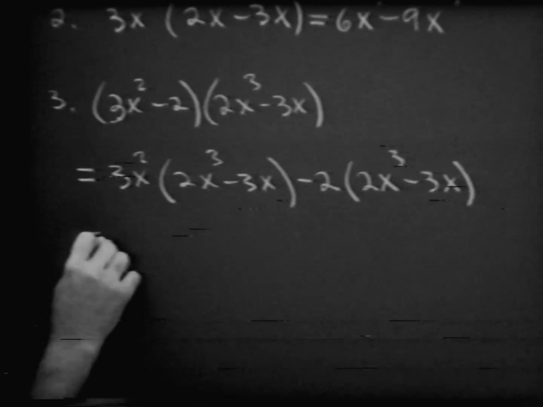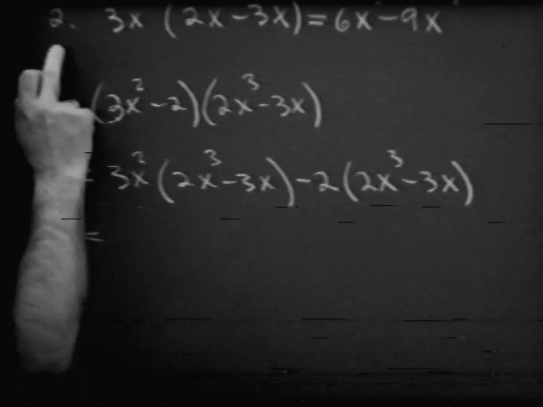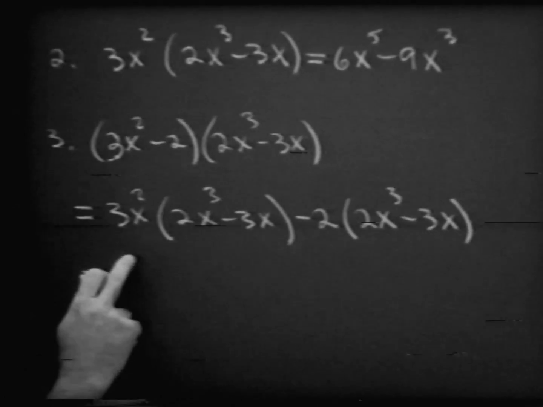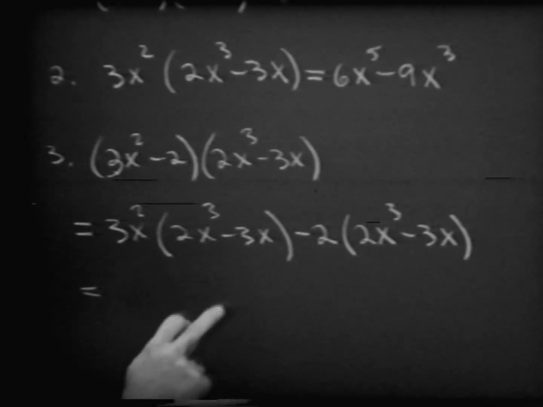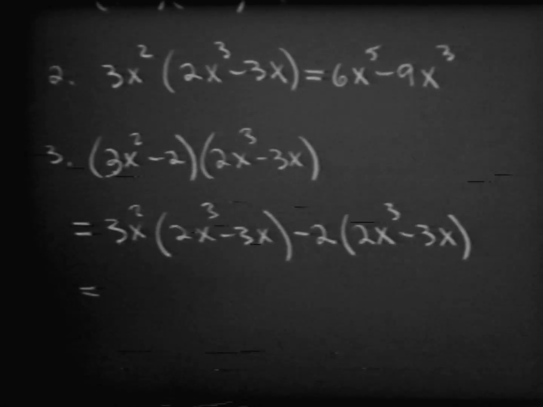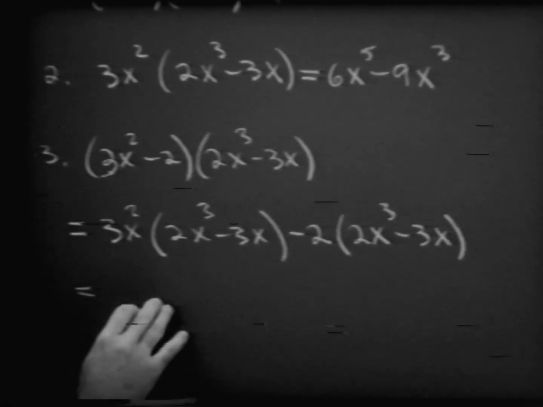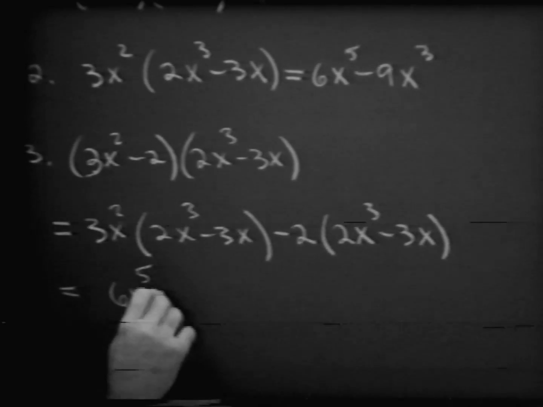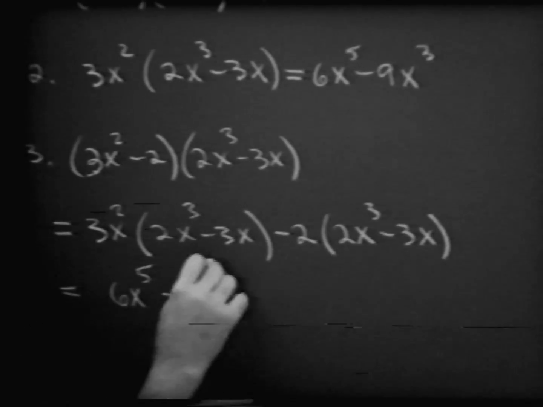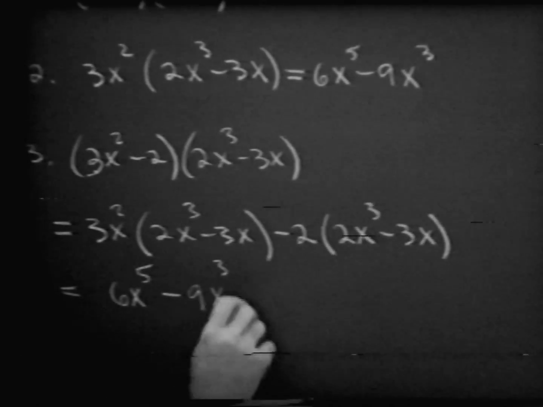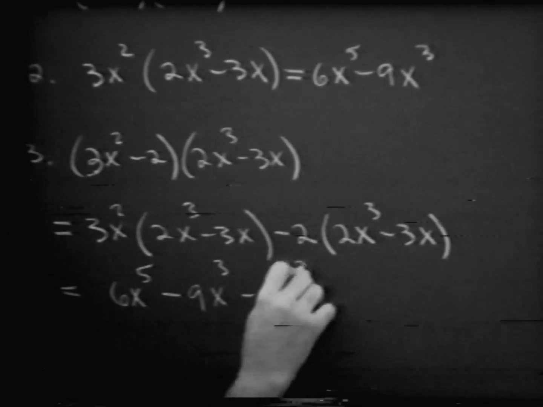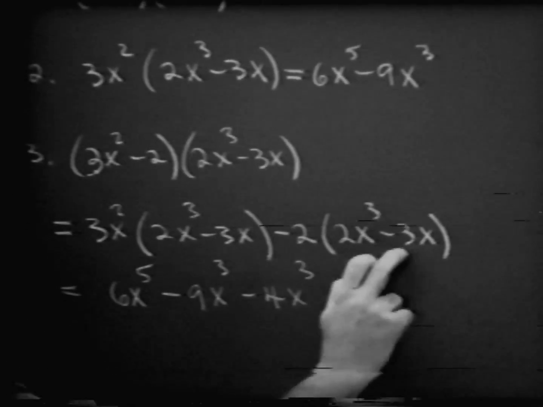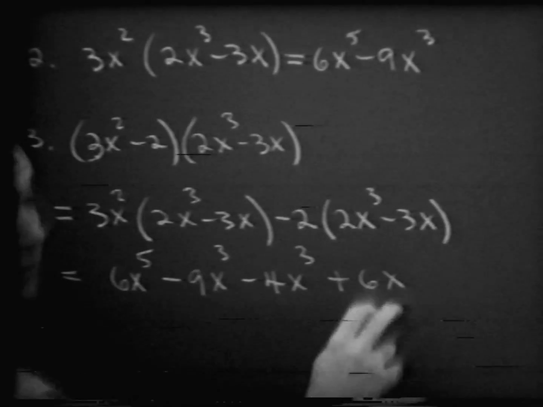Now, in fact, this gets us right back to the step as we had in example number 2, in which, again, you would like to use your distributive property, and who would like to multiply this one out for us? Doug? What do we have? 6x to the 5th minus 9x cubed minus 4x cubed plus 6x. Does everyone agree with that?